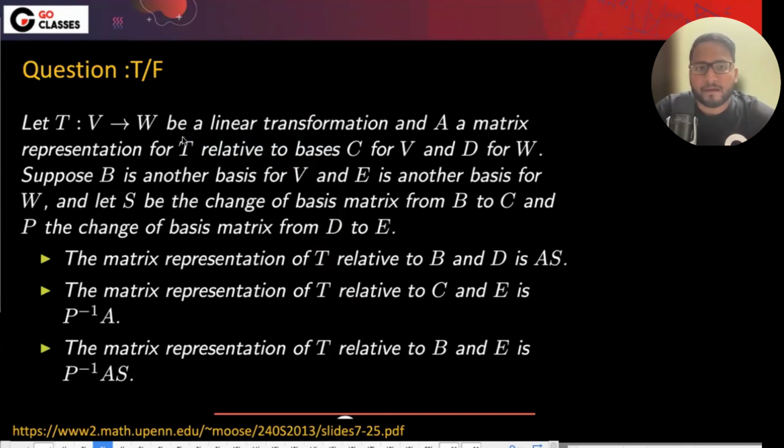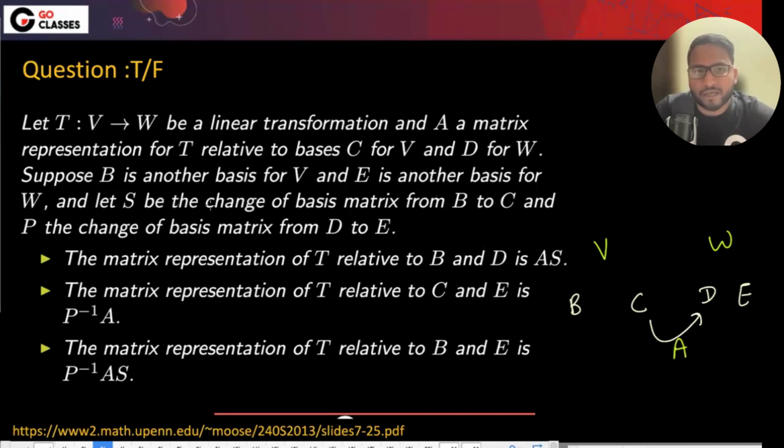So this question is saying that you have a vector space V, and there is a transformation from V to W. In V you have two bases, B and C, and in W you have two bases, D and E. Now let's suppose A is a matrix that takes from base C to base D. So A is a matrix that is doing this transformation.